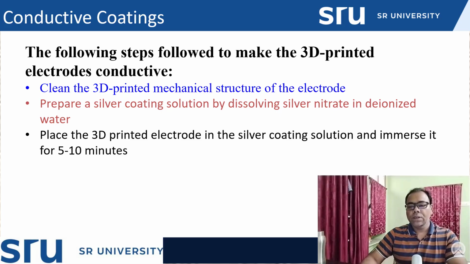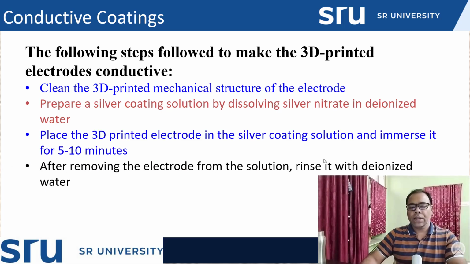solution by dissolving silver nitrate in deionized water. After that, one has to place the 3D printed electrode in the silver solution, where it will be immersed for maybe 5 to 10 minutes. After that, the coating will be developed on the polymer printed part.